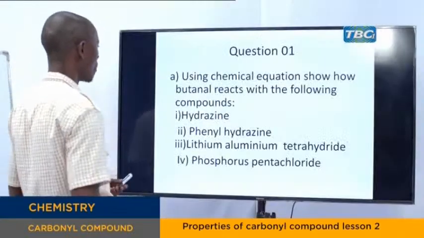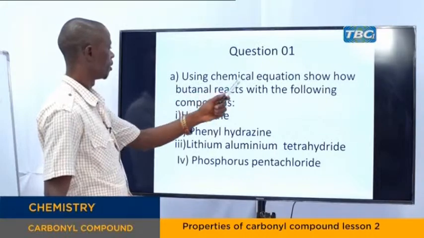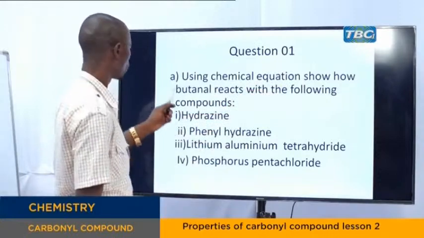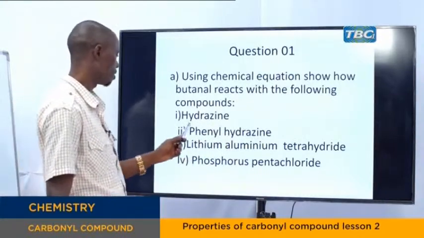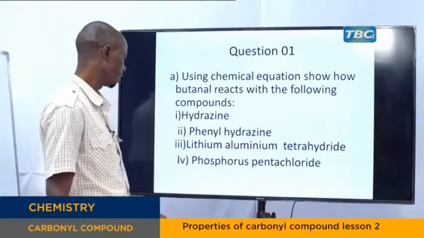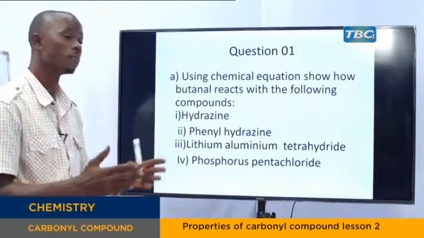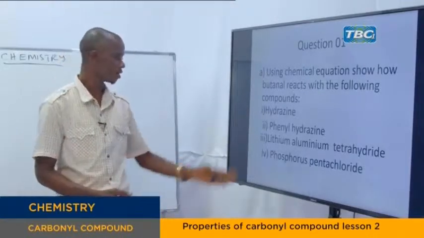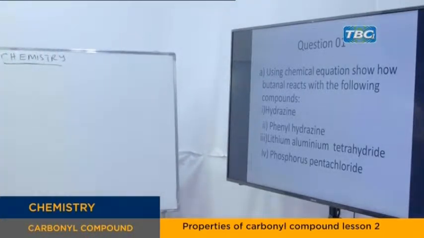Now, coming here, the first question says, using chemical equations, show how butanal reacts with the following compounds. The first one is hydrazine, the second is phenylhydrazine, the third is lithium aluminium tetrahydride, and the fourth is phosphorus pentachloride. So these are reactions that are very important. So let us see how butanal, which is an aldehyde, reacts with each of the compounds given there. Now let's go to the board to solve one after another.